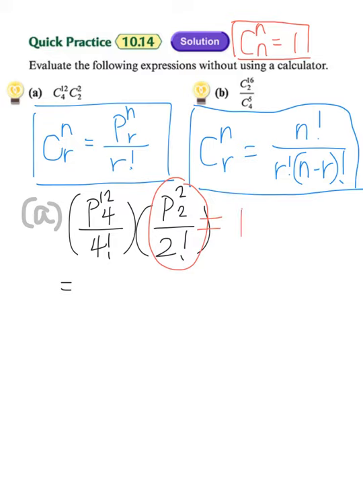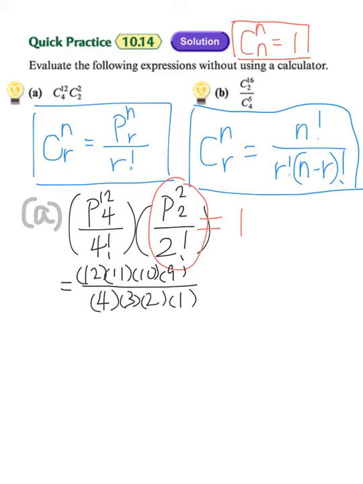Okay, so 12P4 will be equal to 12 times 11 times 10 times 9 over 4 factorial, 4 times 3 times 2 times 1. And then multiply by 1. Okay, so 3 and 9 can be simplified. 1 and 10 can be simplified. And then 12 and 4 can be simplified.